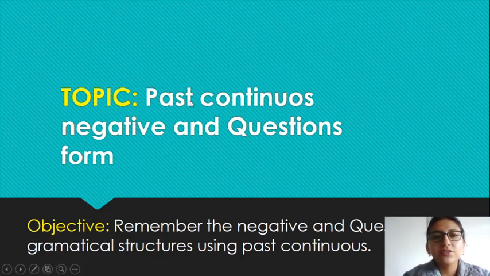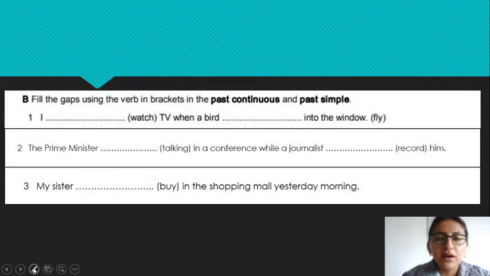Today we are going to see the past continuous, negative and questions form. Okay? The objective for today is to remember the negative and question structure, the grammatical structures using past continuous. Okay? First, we're going to make a small review about what the past continuous is.